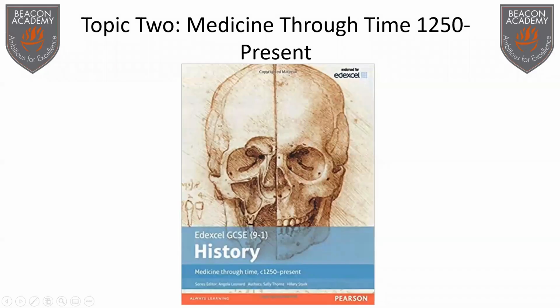We also study medicine through time in Year 10, and what's really interesting about this course is it starts in the Middle Ages and goes all the way to the present day, and it really makes you appreciate and understand that science and technology have only really progressed in the last 200 years or so.